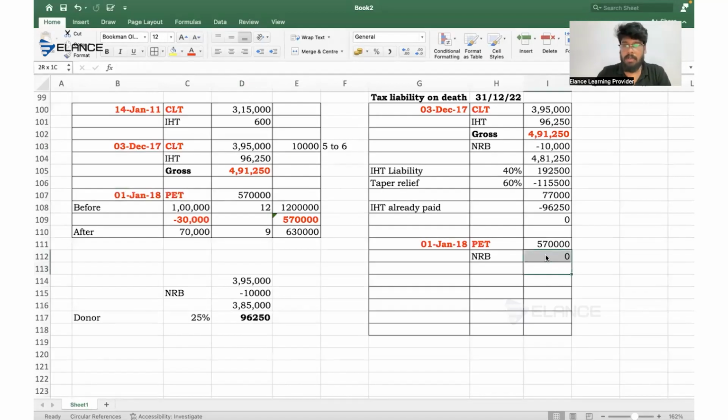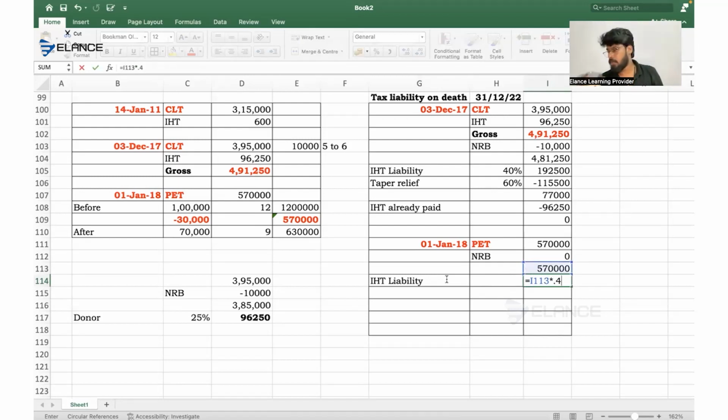And the whole amount is chargeable, 570,000. The IHT liability will be 570,000 into 40%.